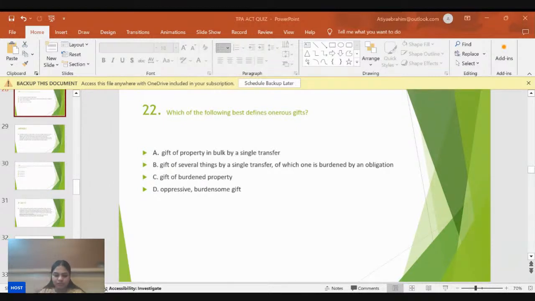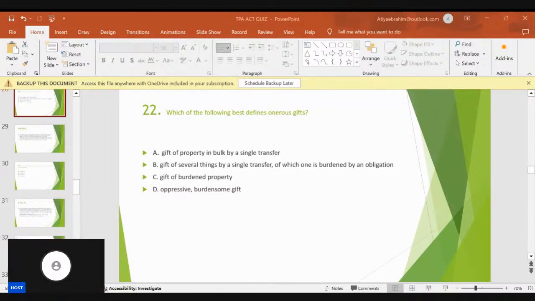And if you see the definition, it says, where a gift is in the form of a single transfer to the same person of several things, of which one is and others are not burdened by an obligation, the donee can take nothing by the gift unless he accepts it fully. And where the gift is in the form of two or more separate and independent transfers to the same person of several things, the donee is at liberty to accept one of them and refuse the other, although the former may be beneficial and the latter are onerous. Right?